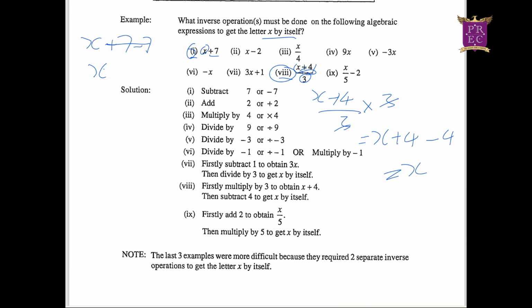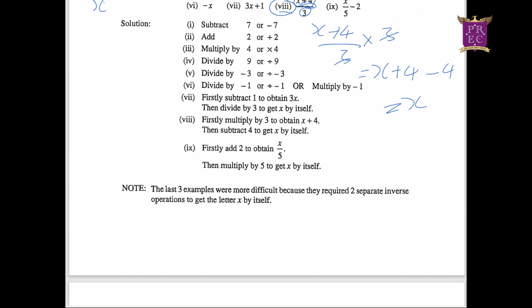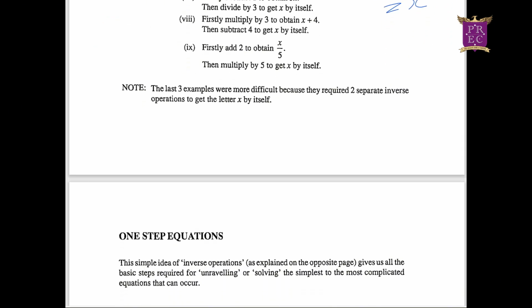That's pretty simple, and you have answers to all of these questions anyways. So if you have any trouble, just ask your teacher in class.